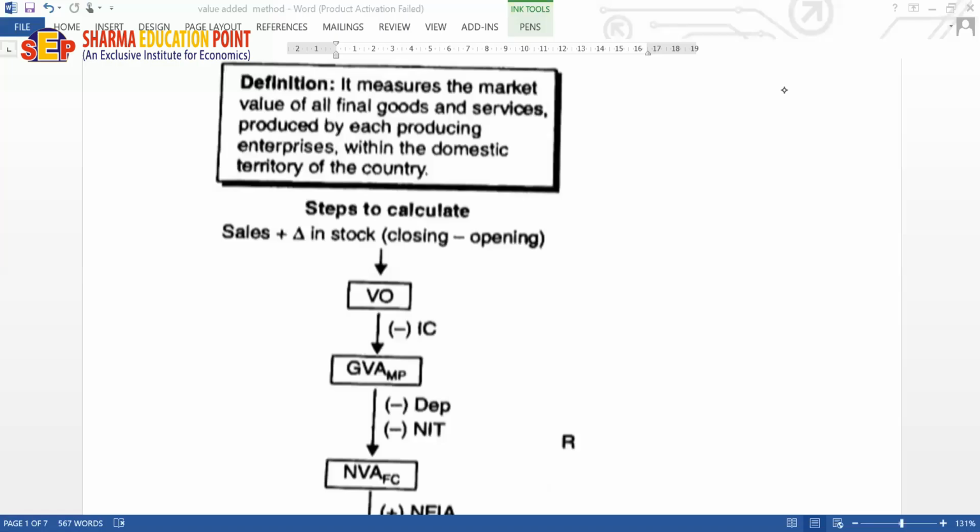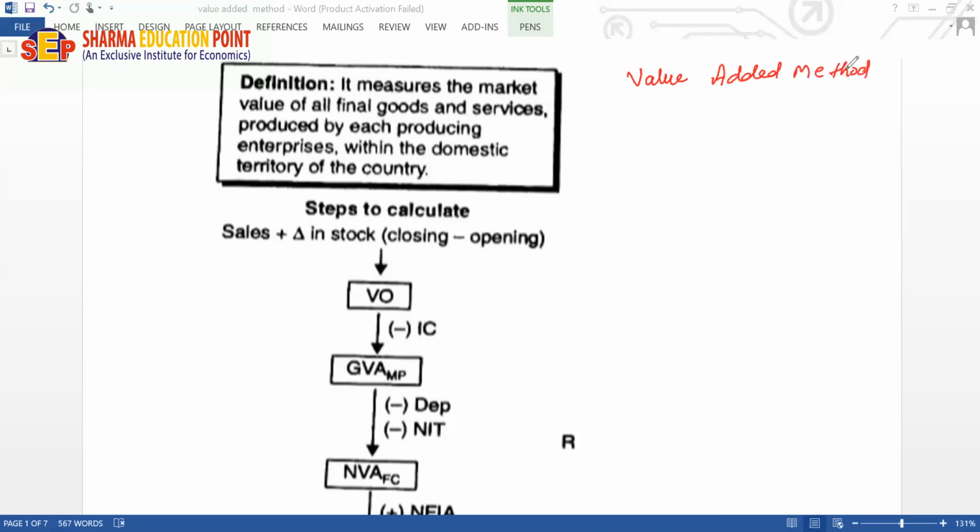So our today's topic is value added method. Value added method.